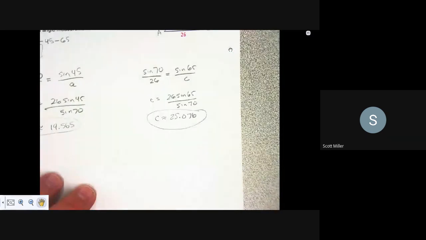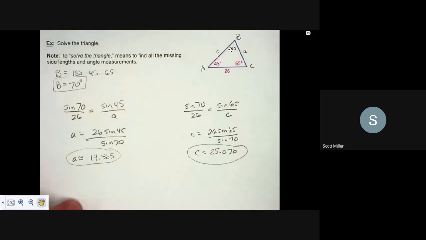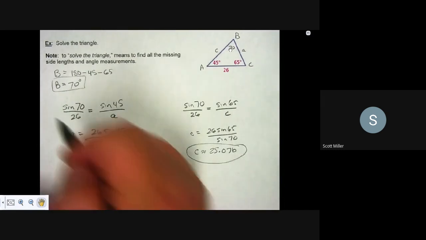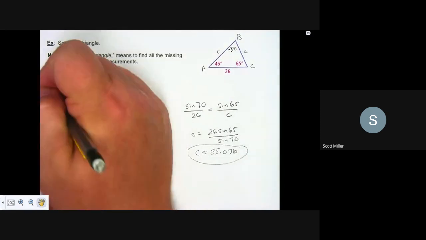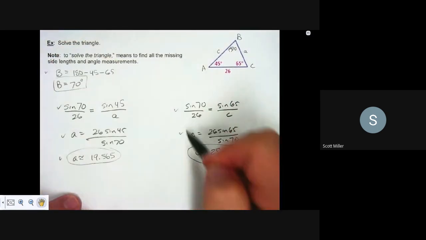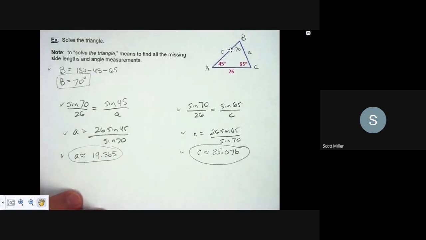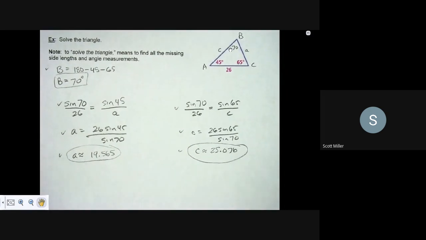And there you go. We have now solved the triangle. So this is the work you would show me for this kind of process. All of these steps are required as you solve your work. These are the things I look for, so you want to make sure you always have those in your work. All right, we'll do more together in class, and that ends this video.